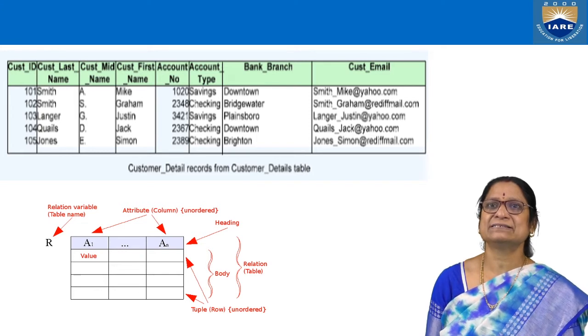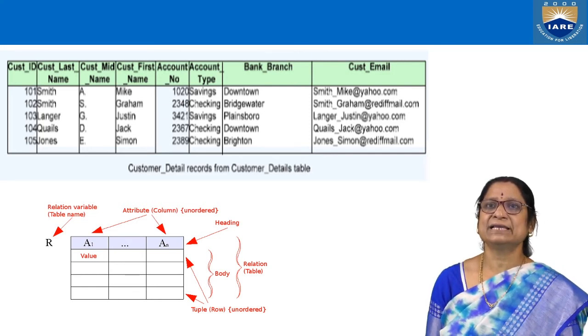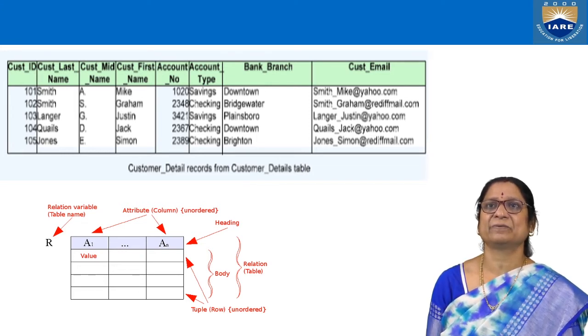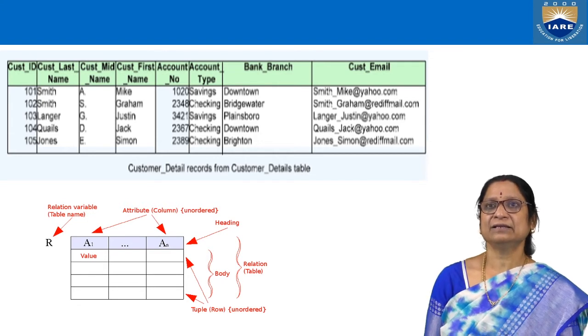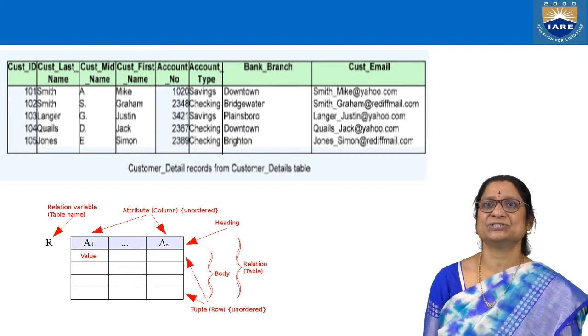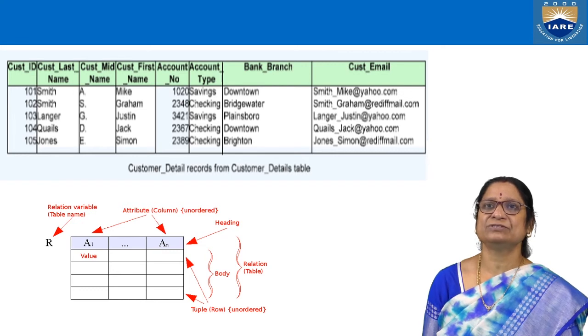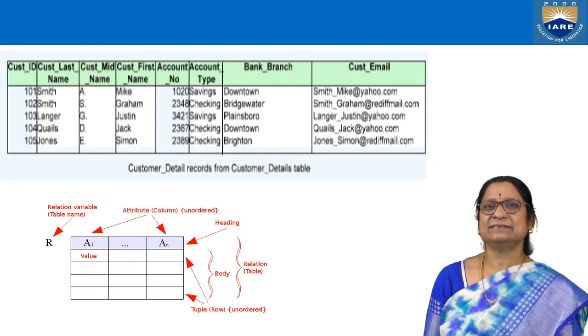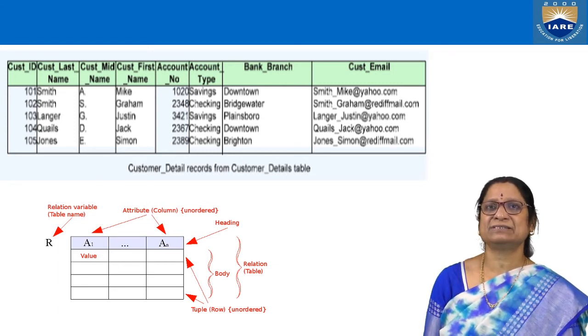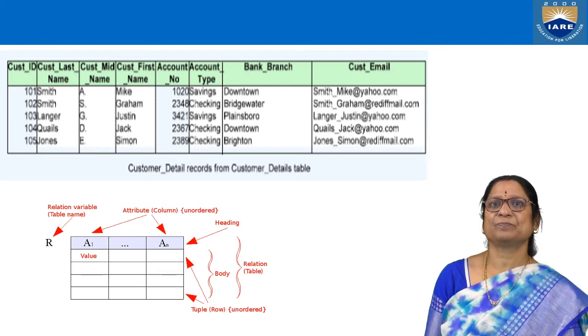The first row has attribute names; we will call them column names or attribute names. The remaining rows are known as tuples. 101 Smith, A, Mike, etc. This is one tuple. The 102 row is another tuple. 103 is another tuple. I'll define this terminology in relational data model basics in the next session. The customer records are stored in the form of a table. So what is a relation? It is a two-dimensional table which consists of a relationship between the attributes and the data also.